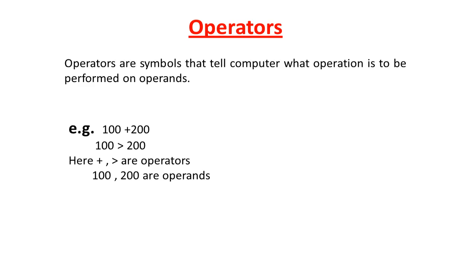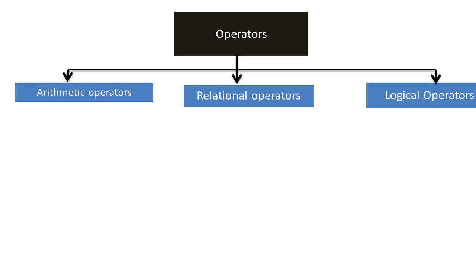Similarly, 100 greater than 200. I am comparing 100 with 200 by writing 100 greater than 200. So here also 100 and 200 are operands, and greater than is the operator, right? As far as types of operators are concerned, on a basic level, there are three types: arithmetic operators, relational operators, logical operators.